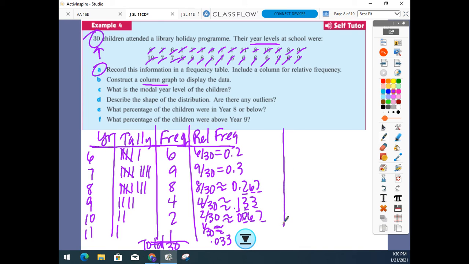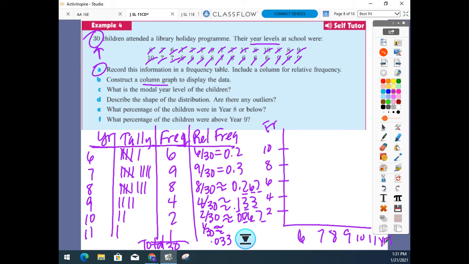Letter B is our column graph. 6, 7, 8, 9. I'm going to kind of be squished. You make yours a little bit bigger, I had a little more room on my note paper than on my board here. So the highest frequency is 9. So I'm going to go up 2, 4, 6, 8, 10. And I'm going to label my axes so I know exactly what I'm going up by. This is my frequency, and this is my years. It's also good to label your axes like that.